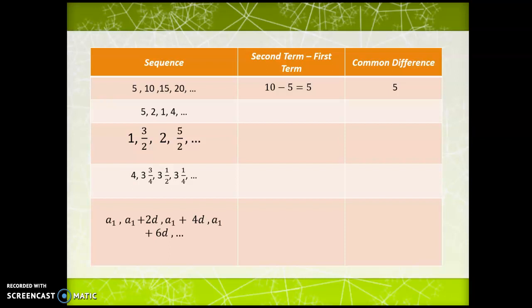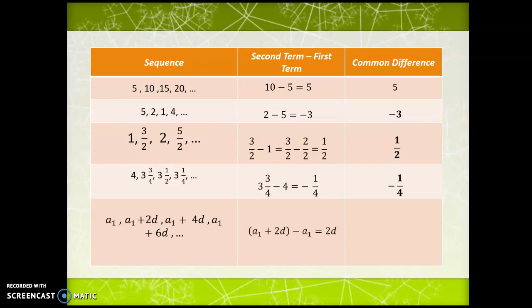Next, subtract 2 by 5, that is negative 3. Subtract 3 halves by 1, 3 halves minus 1, that is 1 half. Subtract 3 and 3/4 by 4, that is negative 1/4. And then here, a sub 1 plus 2d minus a sub 1, you're just going to cancel a sub 1, so you will come up with 2d.